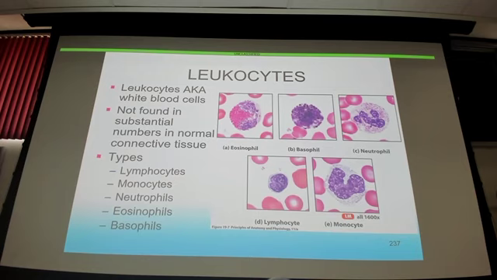Leukocytes. Leukocytes are white blood cells. Read the second statement: not found in substantial numbers in normal connective tissue. When I read that at first, I would go, well, why are we talking about them? We're talking about connective tissue cell types. That's not what that means. What that means is if you don't have an infection or an inflammation, you don't find a lot of leukocytes or white blood cells in an area unless it's going through the inflammatory response to an infection or something. In other words, they're going to move there.